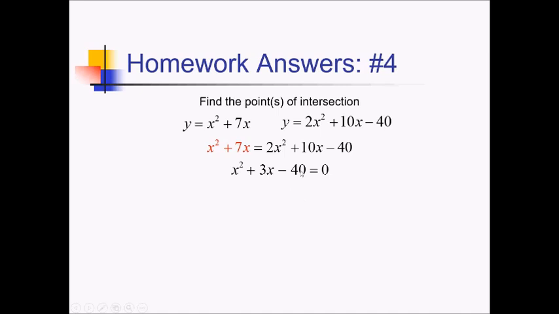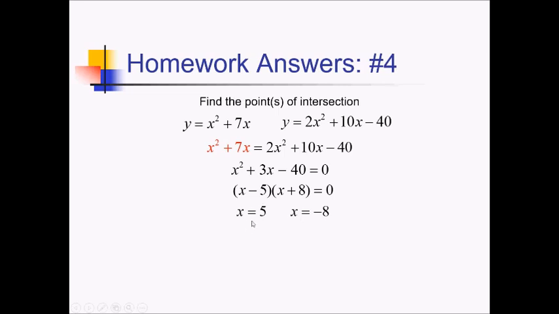I think I can factor this. We need factors of negative 40 that add up to 3. So 1 and 40 doesn't work, neither does 2 and 20 or 4 and 10. 5 and 8, though, if I have negative 5 and positive 8, that adds up to 3. So let me split this up into x minus 5, x plus 8, which gives me the x value answers of 5 and negative 8.